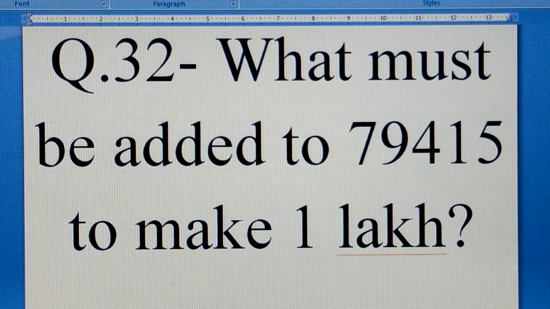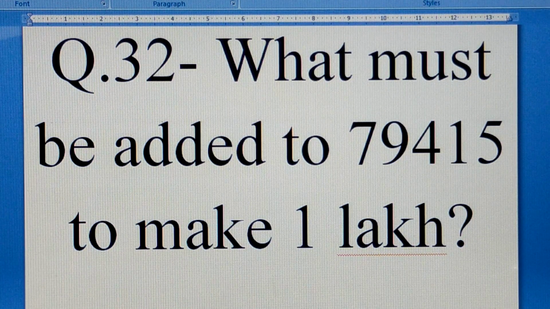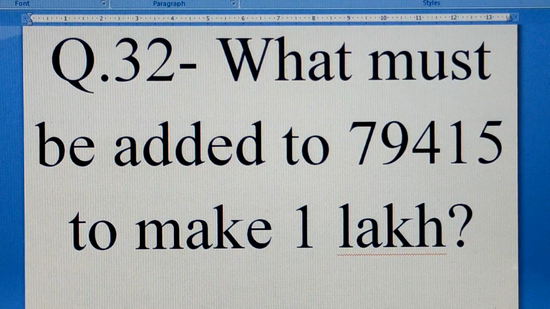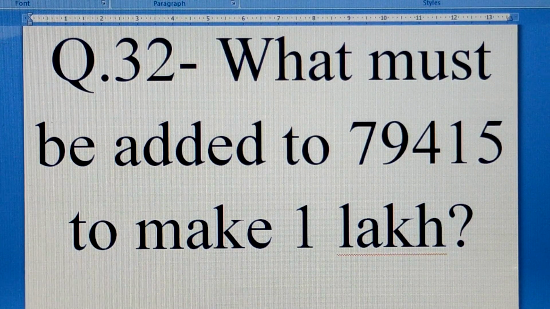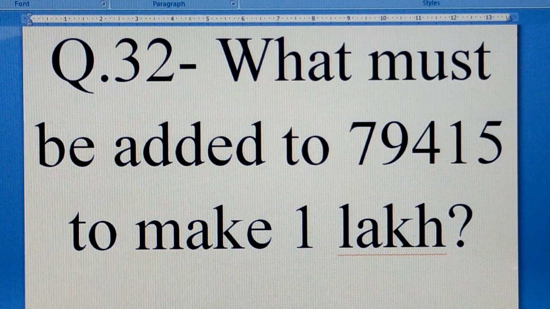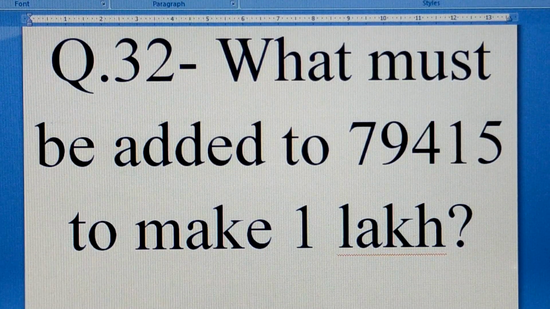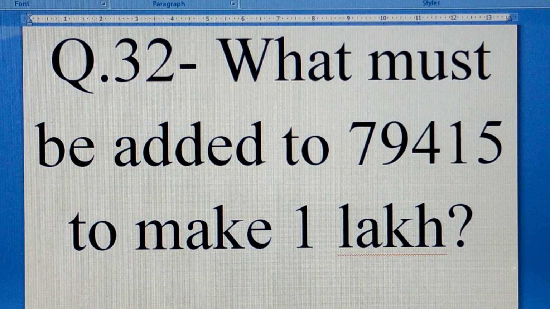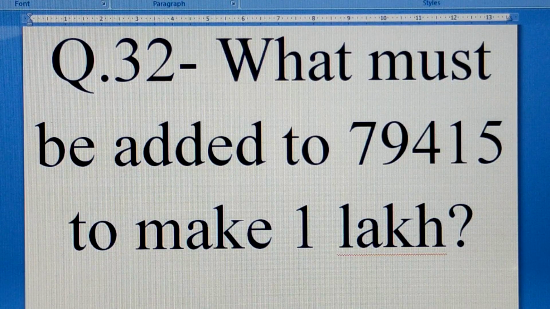You have 8 rupees. To make 8 into 10, how much money do you need? You will go for subtraction. 10 minus 8. You need 2. You need 2 rupees more to make 8 into 10.